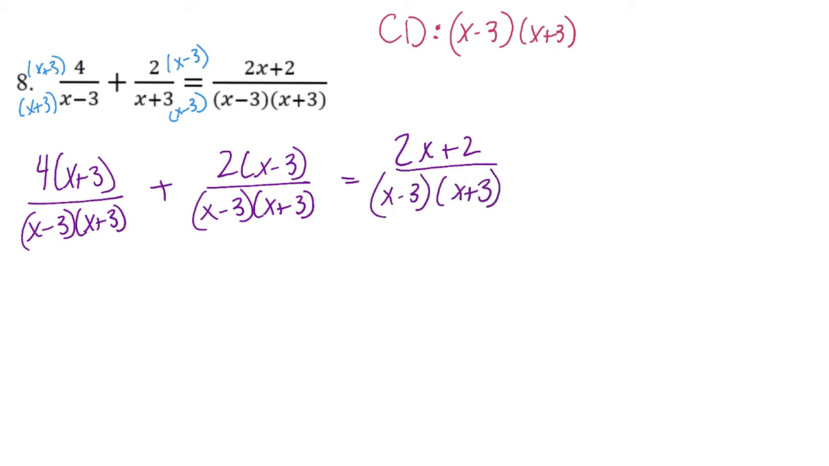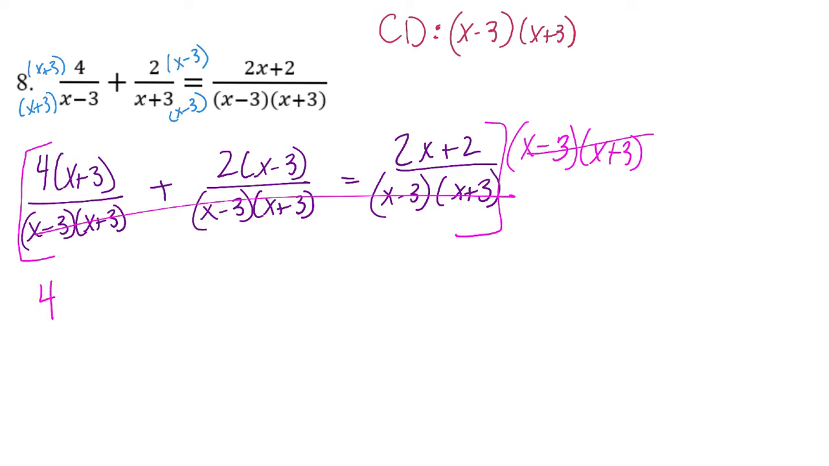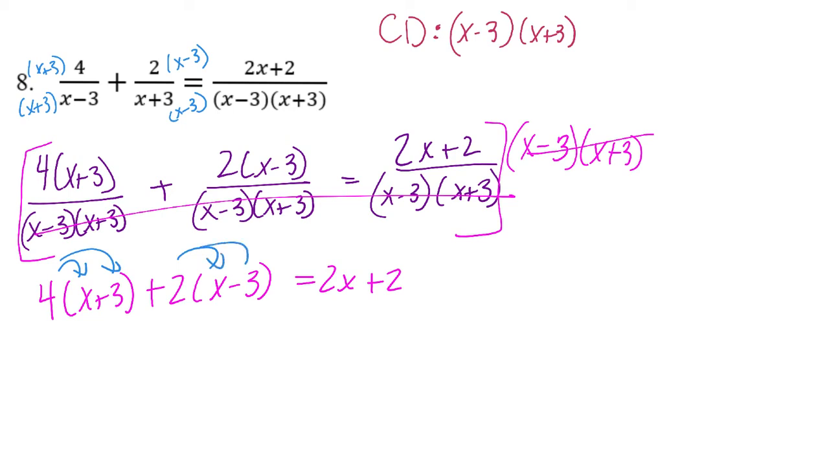So now that we have that common denominator, we can go ahead and do a little bit of math. What I am going to do first, actually, I am going to go ahead and multiply by the (x - 3)(x + 3) so that I do not have to write it a million times and just deal with my numerators. So I've got 4 times (x + 3) plus 2 times (x - 3) equals 2x plus 2. Now I want to distribute. We solve just like normal. 4x plus 12 plus 2x minus 6 equals 2x plus 2.